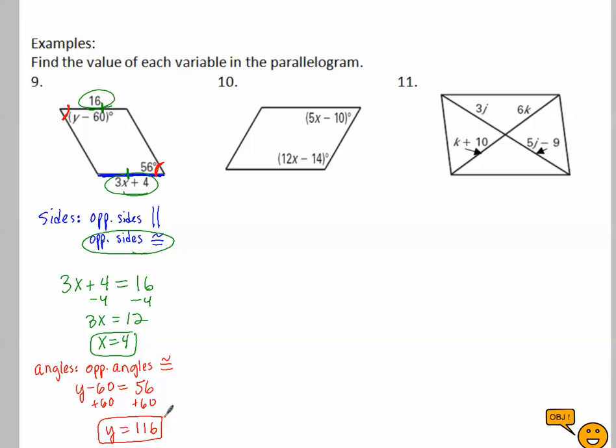Why don't you pause the video, take a look at the next couple of examples coming up, and see if you can figure those out. So let's see what you think.